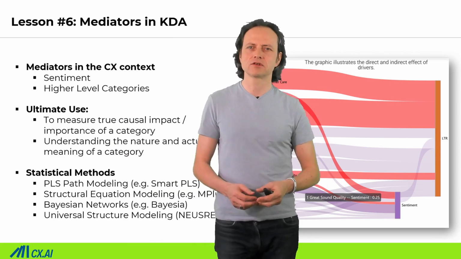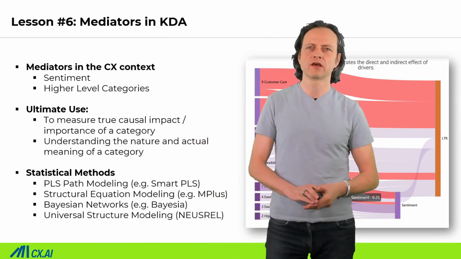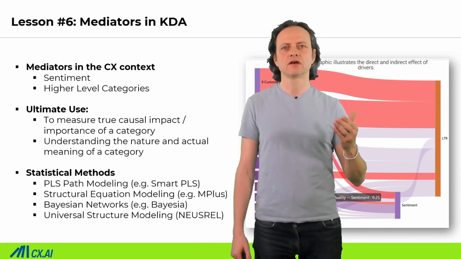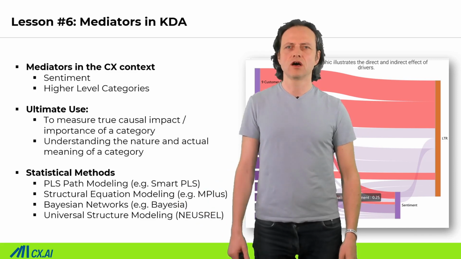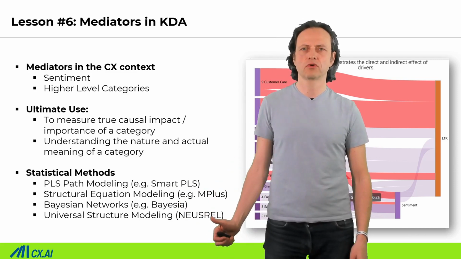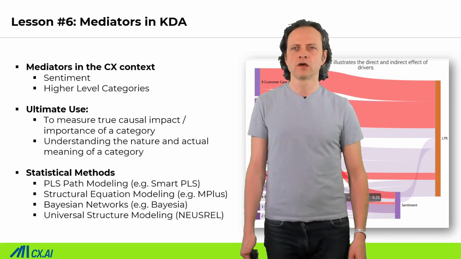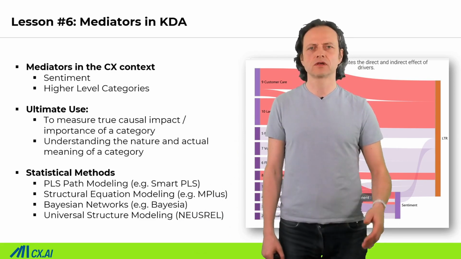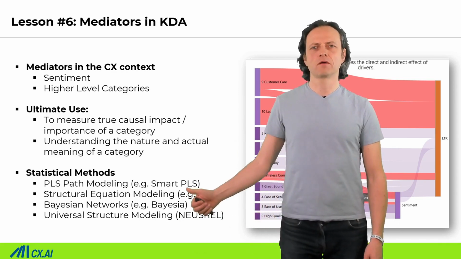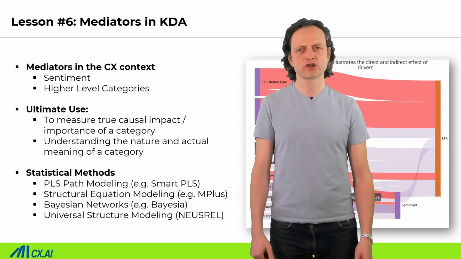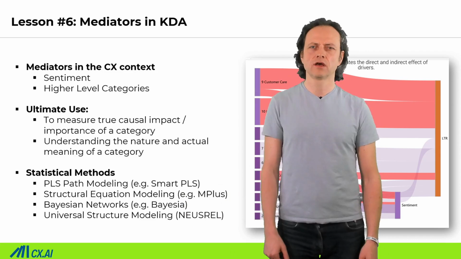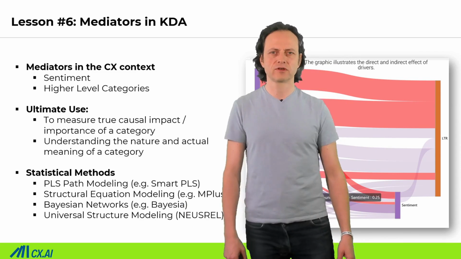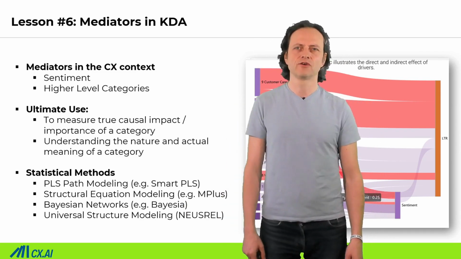Here are some software packages which can help you measure so-called indirect effects. They enable you to integrate mediators. This is, for instance, PLS path modeling; software would be something like SmartPLS. Then there is structural equation modeling; software would be Mplus, Amos, LISREL, something like that. Then there are Bayesian networks; software is, for instance, Bayesia. And there's universal structure modeling; the software for that is NEUSREL. This is actually the software I developed 20 years ago and am developing further every year.